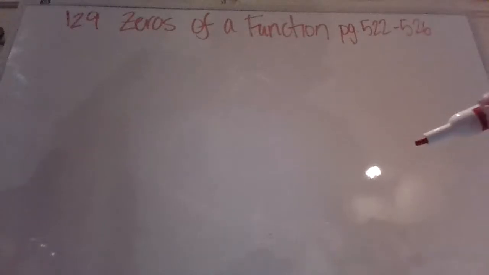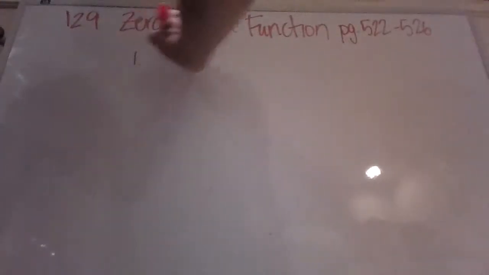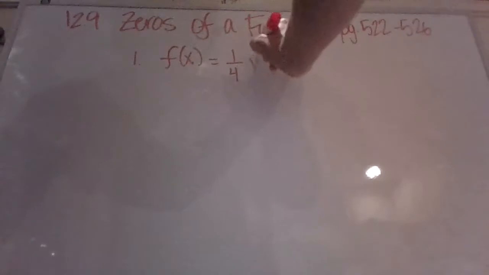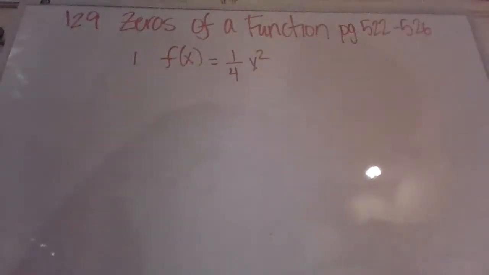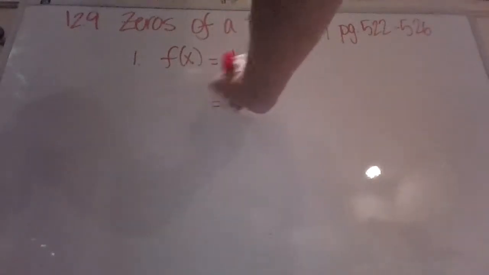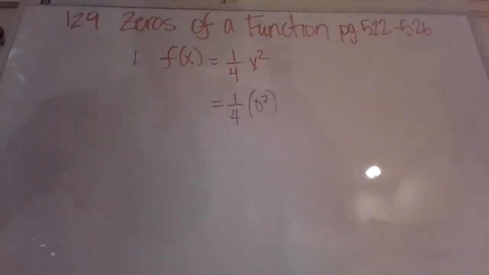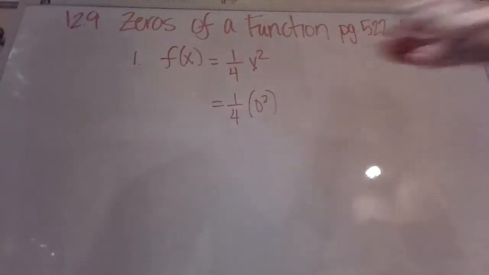So we're just going to start with number 1. So f of x, which remember equals y. So f of x equals 1/4 x squared. Well, to make that equal to 0, I set x equals 0. So 1/4 times 0 squared is 0. So to find the y-intercept of the function, it's going to be 0, 0. So that's this one, 0, 0.